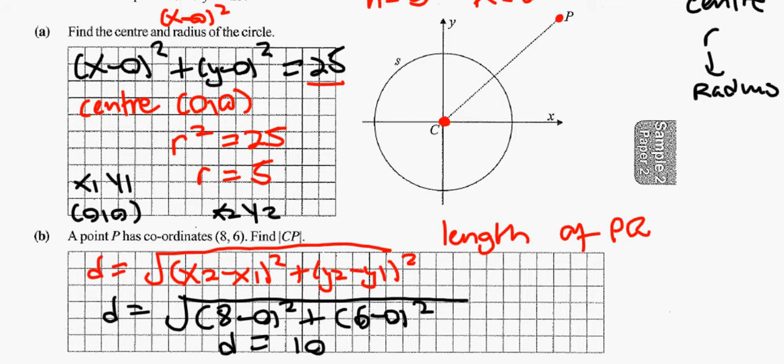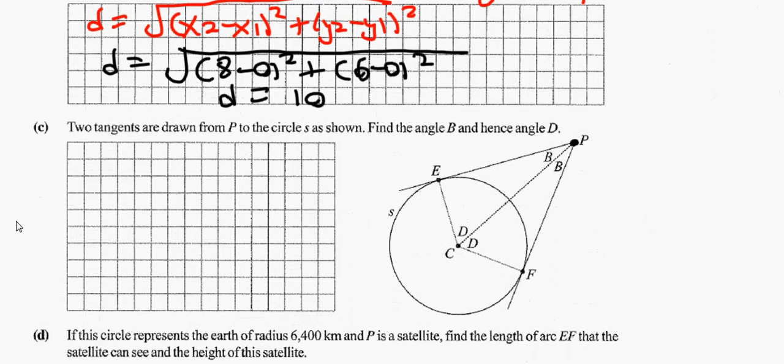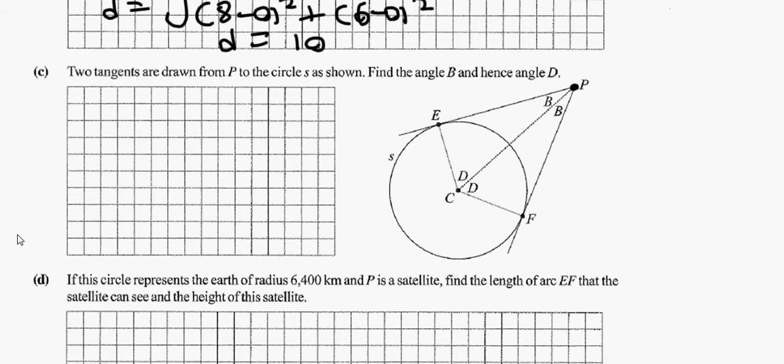Now, two tangents are drawn from P to the circle S as shown. Find the angle B and hence the angle D. So we can see P to E is a tangent because it only touches once. P to F is a tangent because it only touches once. Okay, so this is what a tangent is.